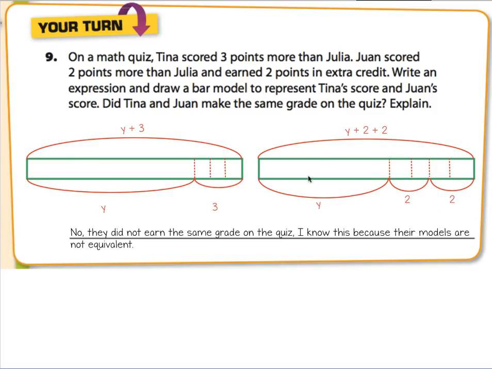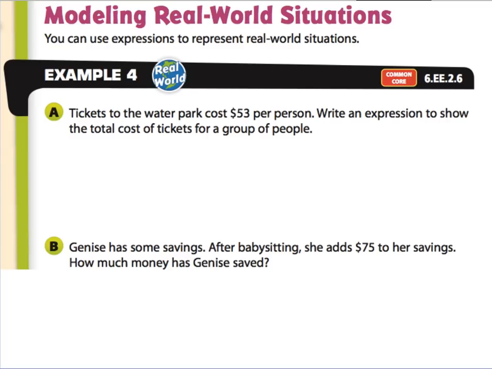Okay? So you should have found that no, their models were not equivalent, so no, their grades were not the same. All right, so now we're going to model the real world situations. But when I say modeling the real world situation, we are actually going to model them in an expression. All right, so tickets to the water park cost $53 per person. We are going to write an expression to show the total cost for a group of people.